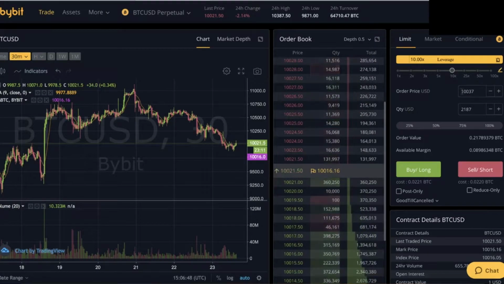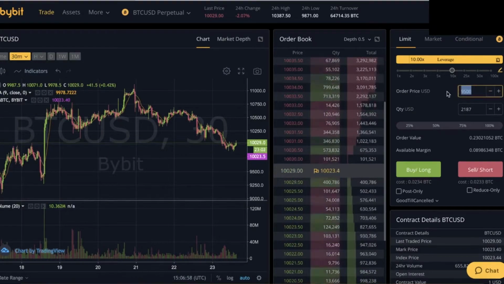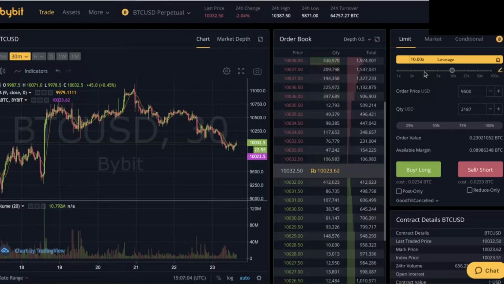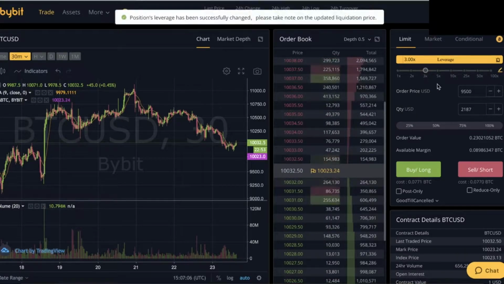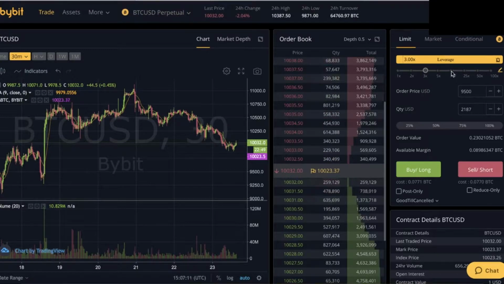Now let's say the price of Bitcoin's at $10,000. Let's say I want to buy Bitcoin when Bitcoin goes down to $9,500. I want to use 10 times leverage as well. So leverage is essentially what you multiply your trading balance with. So for example, I'm now down to 3. You can see that it told me the position leverage has changed. I'm going to move this back up to 10.